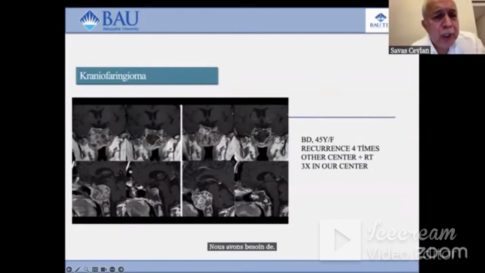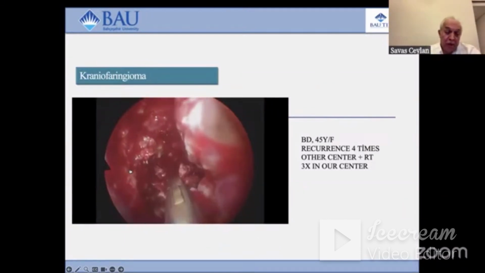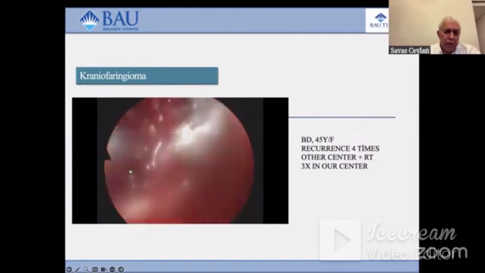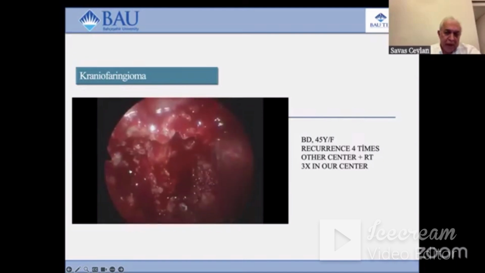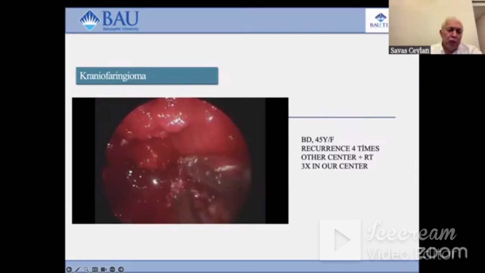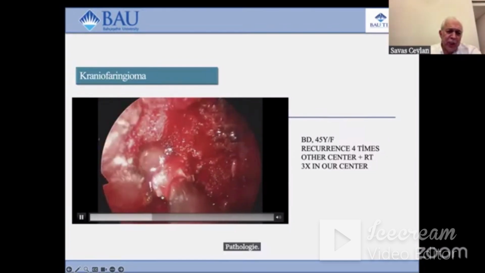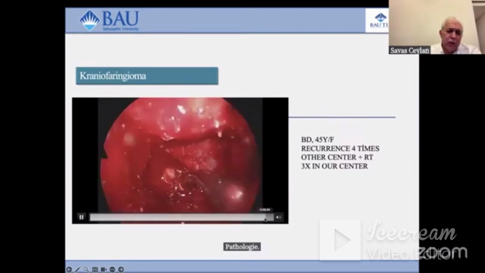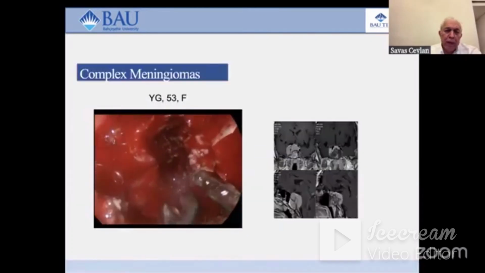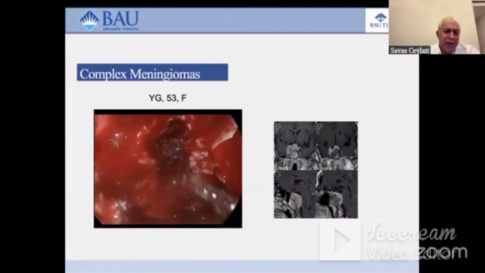The other pathologies: craniopharyngiomas. This case was operated on 4 times previously. We operated the last time, and this tumor was removed totally. This tumor extends to the craniocervical junction and odontoid tip. This tumor was resected totally. The other pathologies, complex meningiomas, are very difficult cases.